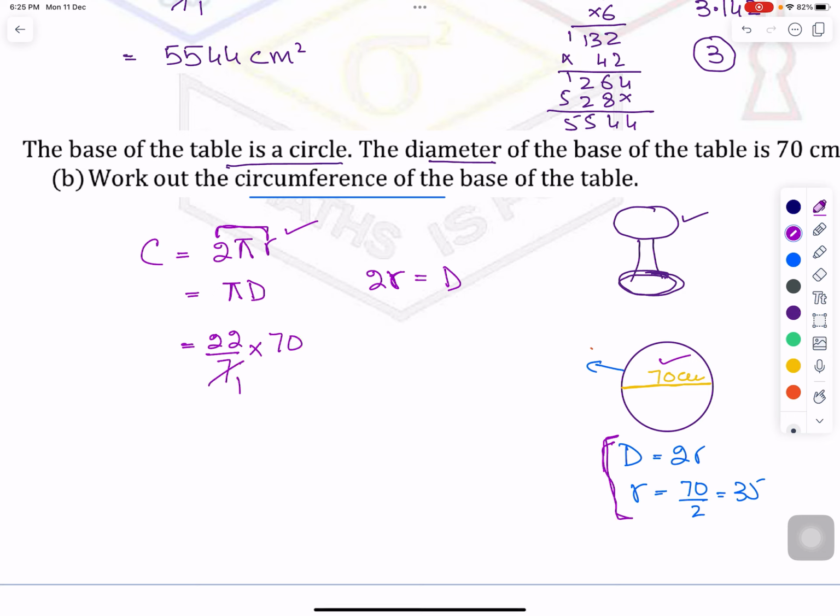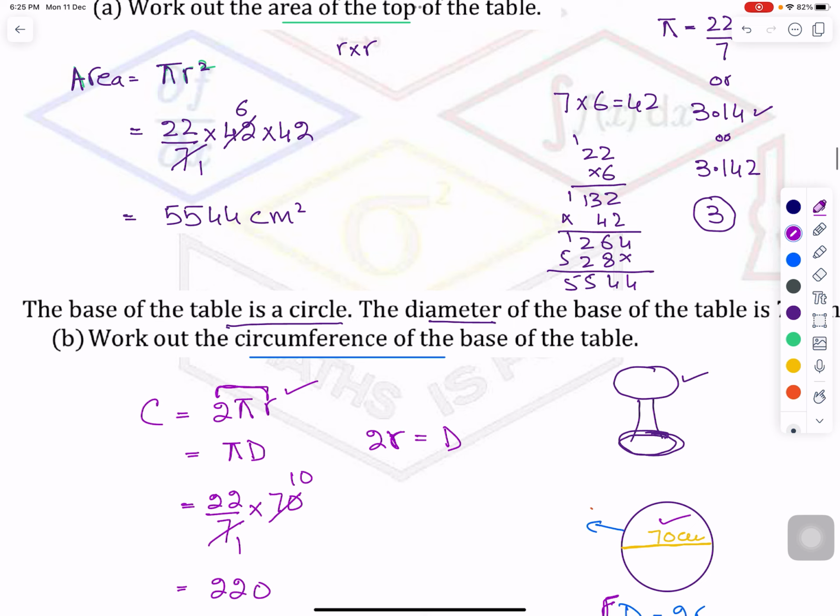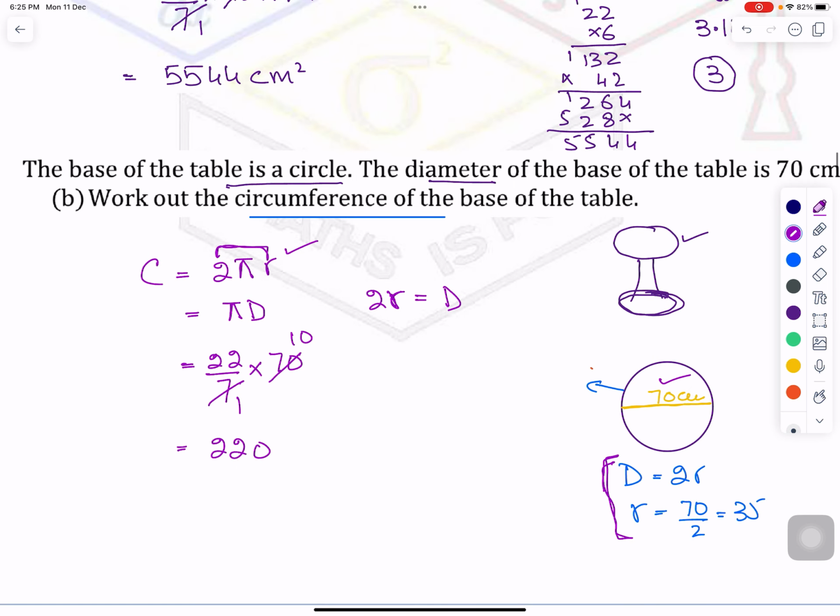So 7 ones are 7, 7 tens are 70, 22 times 10 is 220. And what will be the unit? Here I wrote a square centimeter because it was area, but it is circumference, so it should be centimeter. Now one thing here in the above question, mostly students use 3.142, right?